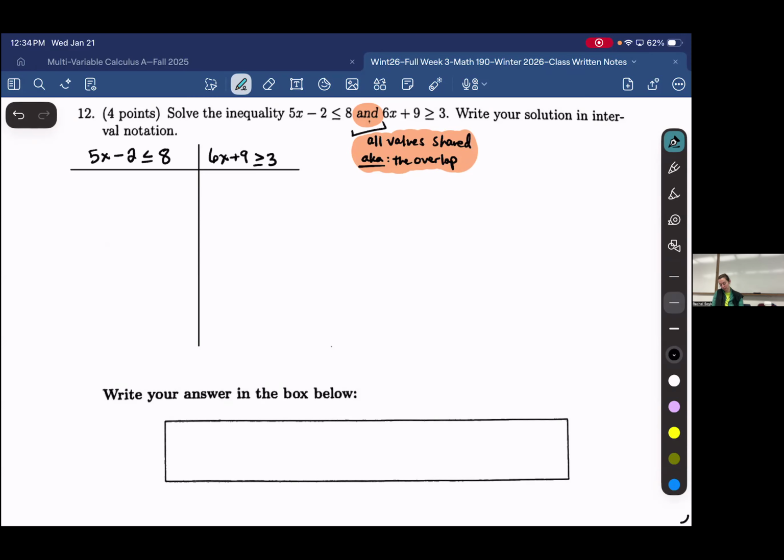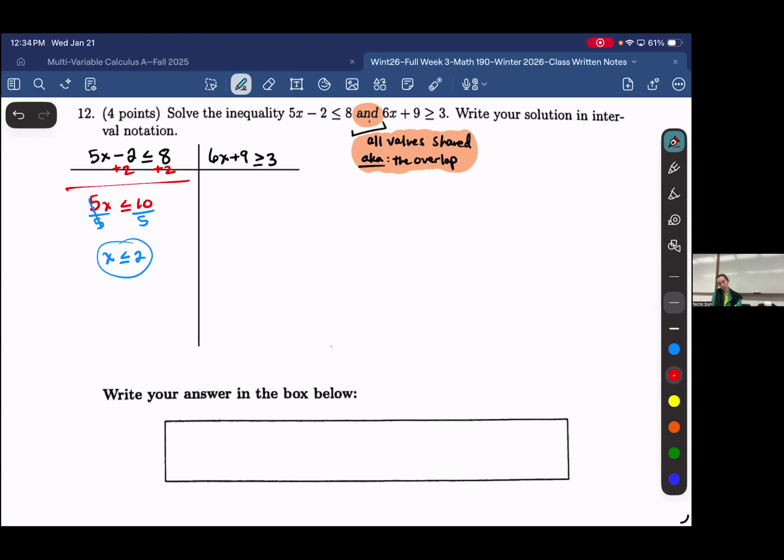Okay. You want to get x's all alone in both of these cases. So in the first case, we're going to just add 2 to both sides. Now we're looking at 5x is less than or equal to 10. And then let's go ahead and divide both sides by 5. So we get x is less than or equal to 2.